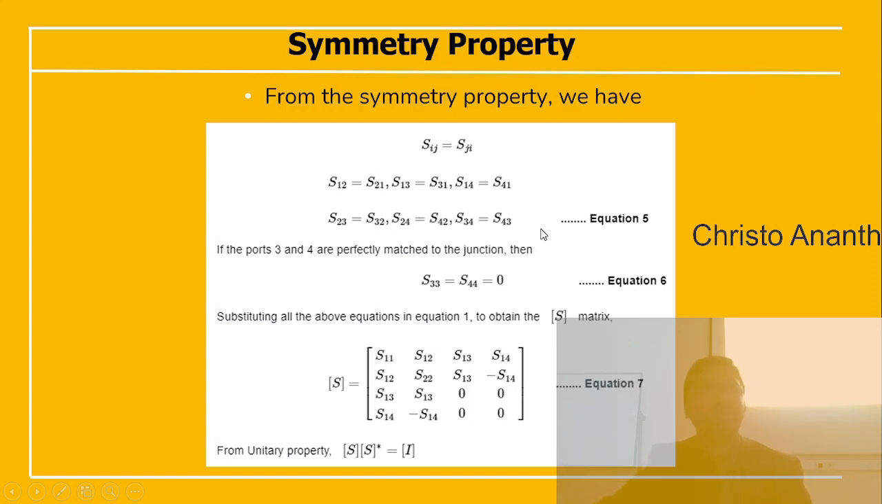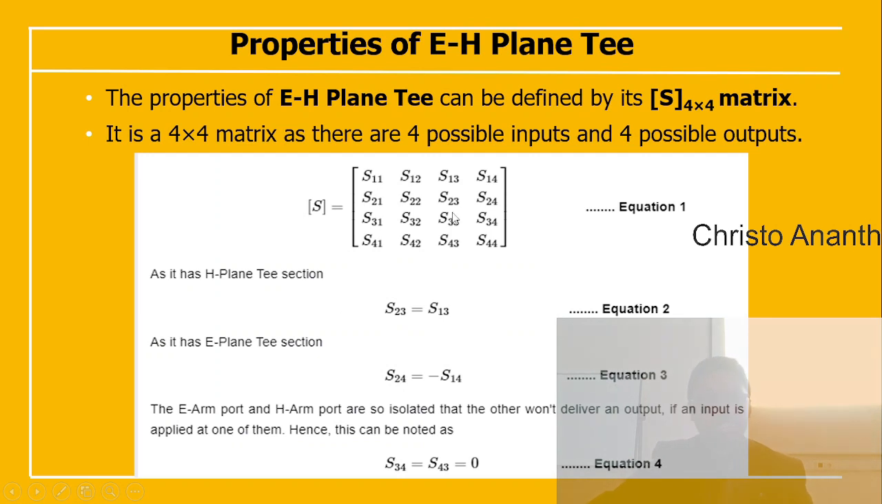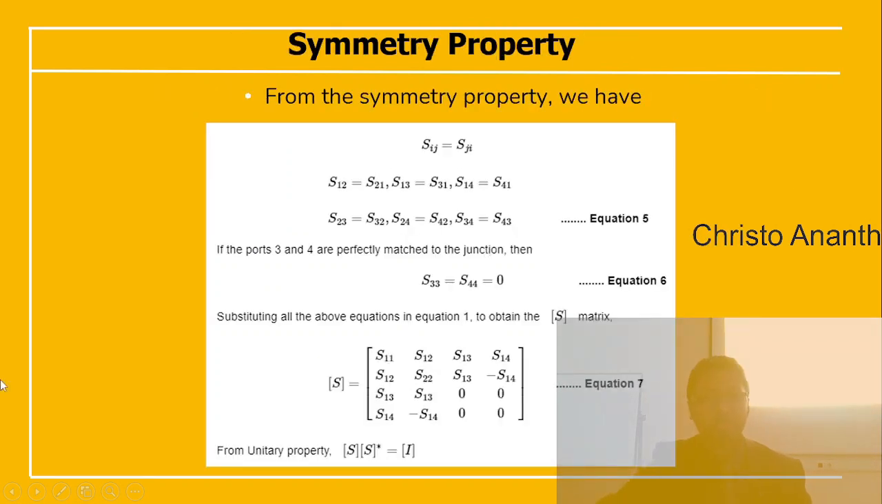That is by the symmetry property. Okay. So if port 3 and port 4 are perfectly matched to the junction, which means that S33 and S44 would be 0. So S33 equal to S44 equal to 0. So we are going to substitute all these values in the scattering matrix.